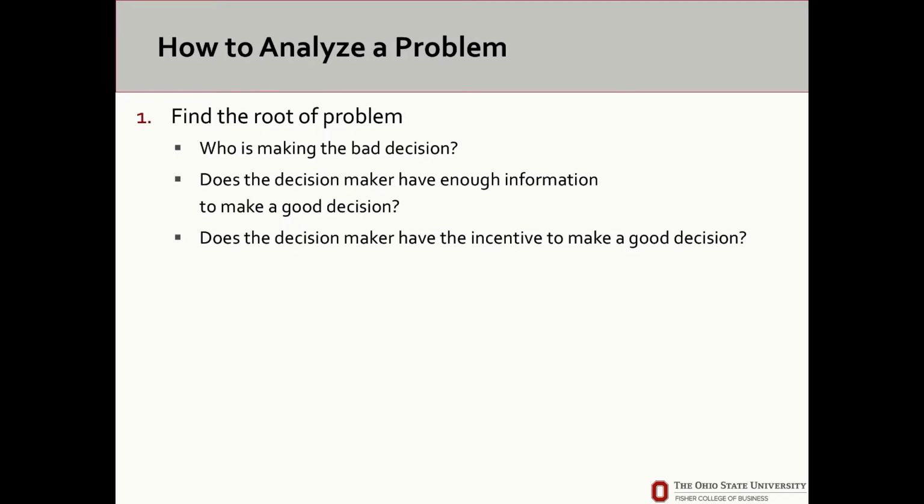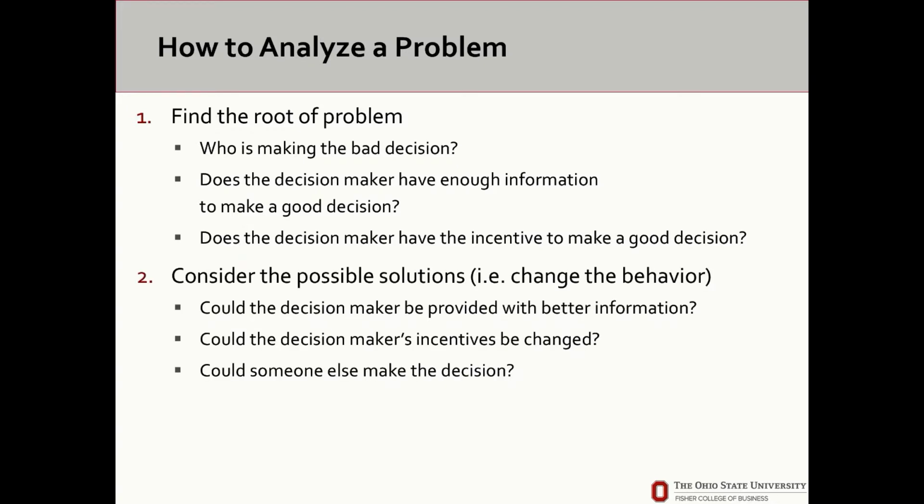Now that we know the ways a manager can change individual behavior, let's analyze how to solve a problem. The first thing we need to do is find the root. That is, who is the individual that is making the bad decision? Do they have the information they need to make a good decision? And do they have the incentive they need to make a good decision? While this may sound very simple, it's not always as clear-cut as it would first seem. So make sure you think carefully about these three questions.